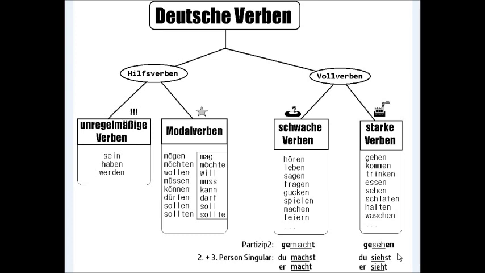Another variation might appear here at the stem. For example, sehen, gesehen, halten, gehalten, but trinken, getrunken.